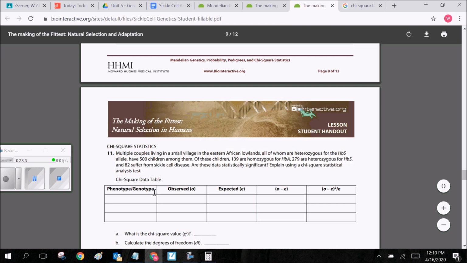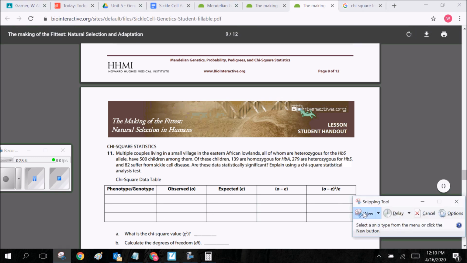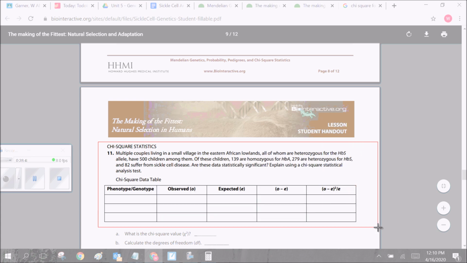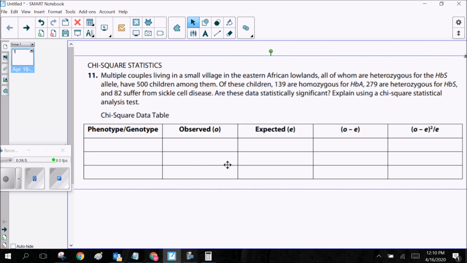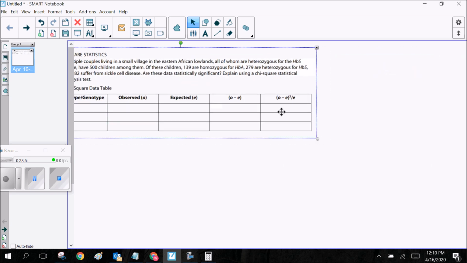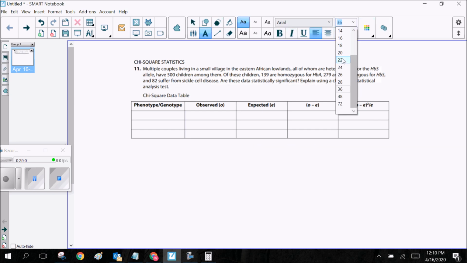Okay, now the first thing that we have to do is determine how many phenotypes are possible in this population. And I'll explain more about why that is later. But I'm actually going to go ahead and move this over to my notebook because I'll be able to do more with it.